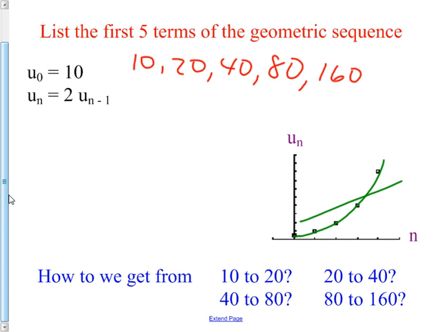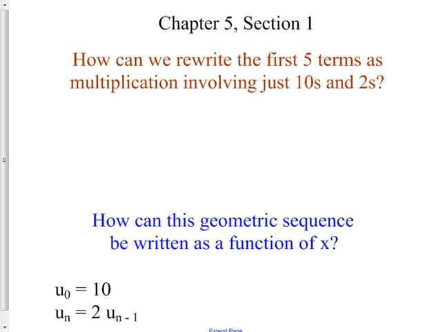All right, next slide. How can we rewrite the first 5 terms as multiplication involving just 10s and 2s? All right, so here's what I'm trying to say. 10, 20, 40, 80, 160. How can I make a 10 out of a 10 and a 2? Well, 10 times 2. But 10 times 2 is 20. 10 times 2 to the power of what? 0. Because did you get that 2 to the 0 power is equal to 1? And then 10 times 1 is 10.